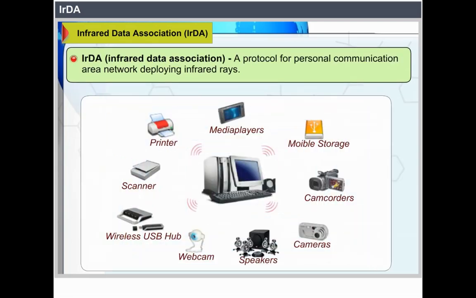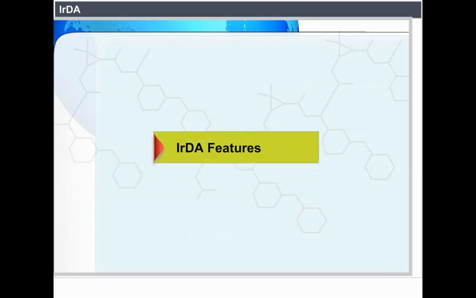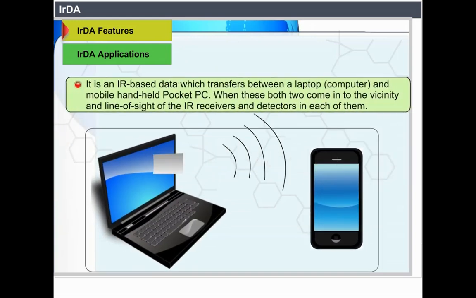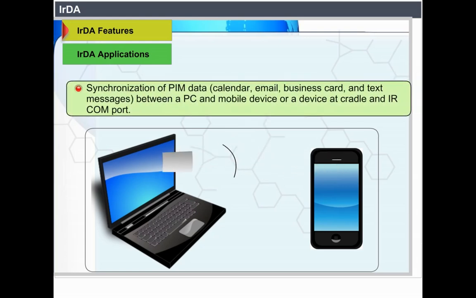IrDA, Infrared Data Association, a protocol for personal communication area network deploying infrared rays. IrDA features. IrDA applications. IR-based data transfer between a laptop computer and mobile handheld pocket PC when the two come in vicinity and line of sight of the IR receivers and detectors in each of them. Synchronization of PIM data, calendar, email, business card and text messages between a PC and mobile device or a device at cradle and IR COM port.